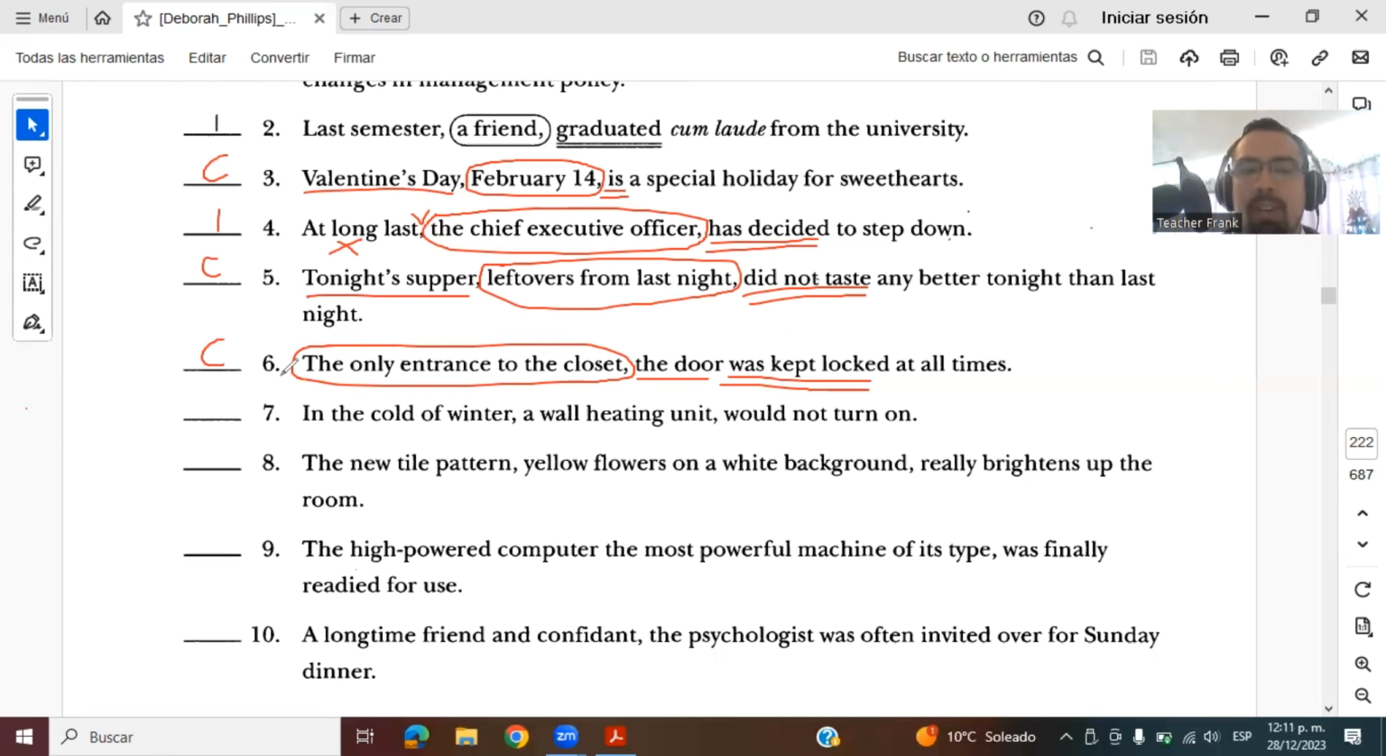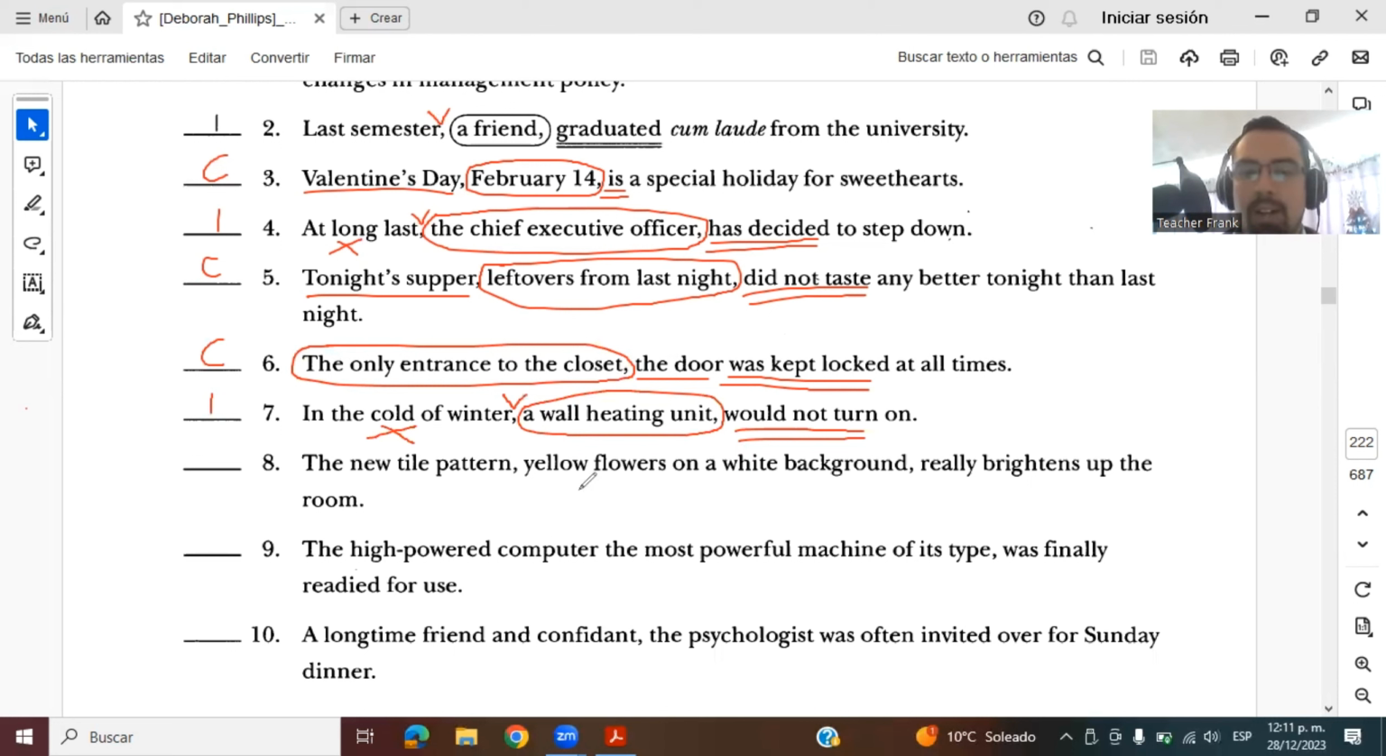Yes. Now, number 7 says, "In the cold of winter, a wall heating unit would not turn on." Would not turn on is my verb structure. A wall heating unit is between commas, so that's my appositive. And then in the cold of winter is not the same as a wall heating unit, so we need a subject. This one is incorrect, just like number 2 and number 4, right? Number 2 also needed a subject.